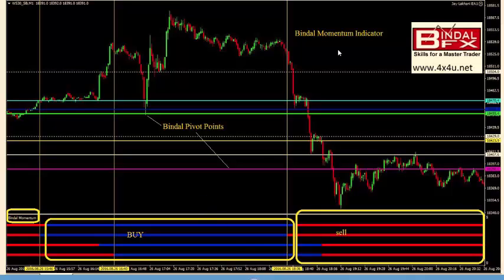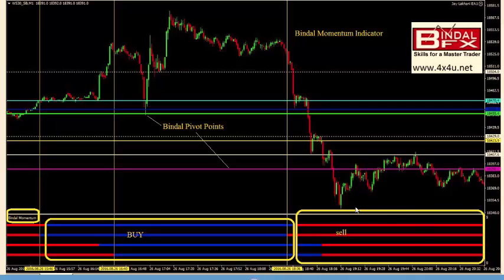Thirdly, this is the Bindal Momentum Indicator. Again, as you can see, very clean charts. Right at the bottom here, I've got the Bindal Momentum. When the bars are blue, I'm looking to buy. When the bars are red, I'm looking to sell. Basically, the first 2 bars, B1 and B2, are for intraday scalping. B3 and B4 are looking at a longer term time frame.